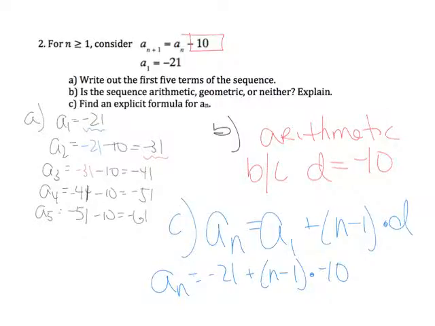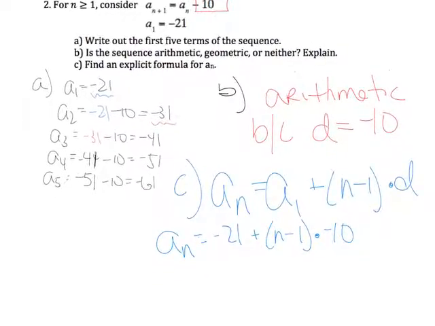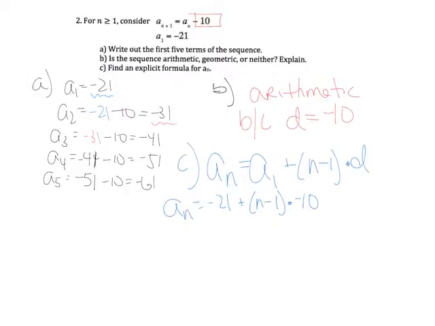I'm going to make that a little bit smaller and move that up so that I can still use that. All right, so my explicit formula is going to be a negative 21. When you distribute this, please watch your signs. So you have a negative 10n, and then you have a plus 10, okay?